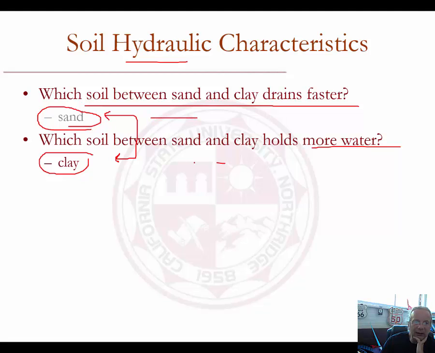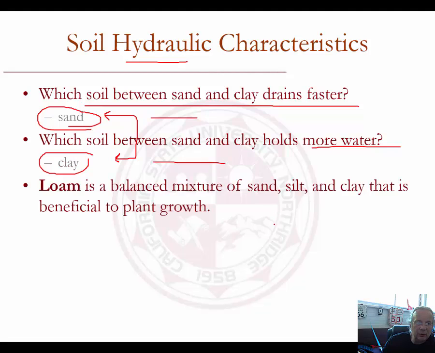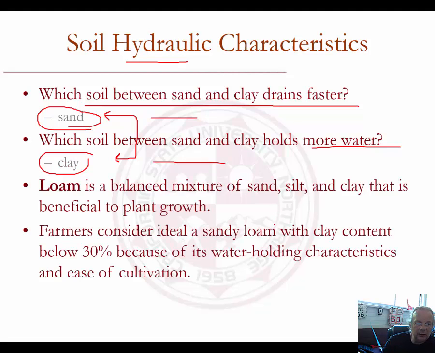Sand, very easy to plow. Clay, almost impossible to plow, but you need some of both in high quality agricultural soils. Loam is that mixture, and that's what you really would like to do. Sandy loam, easy to plow, but with some clay that holds water, is really outstanding.